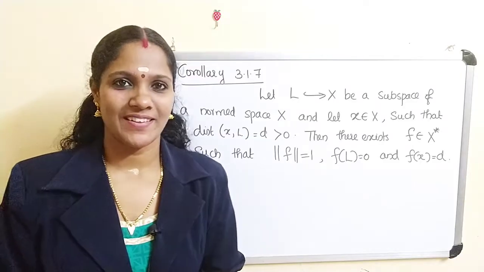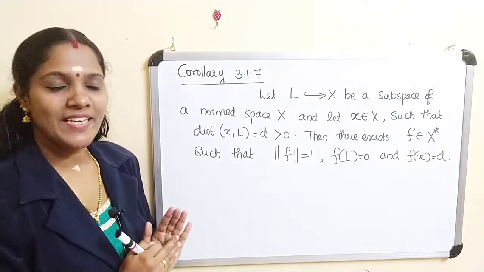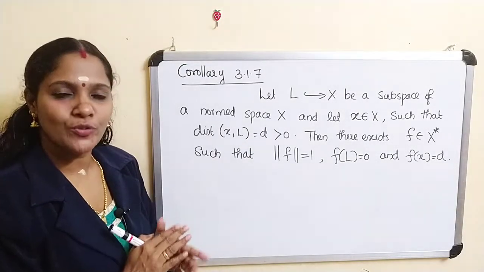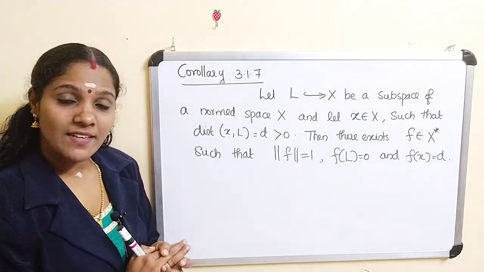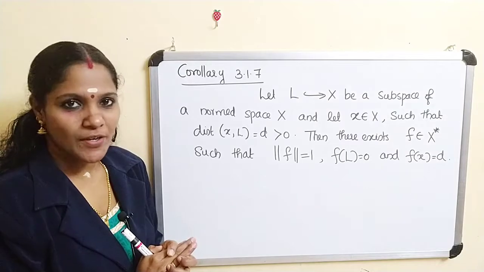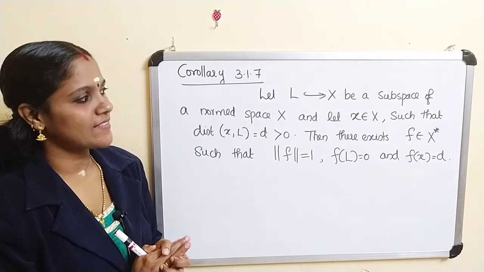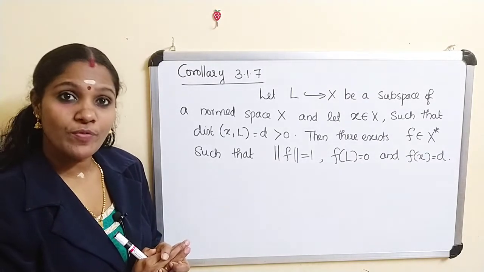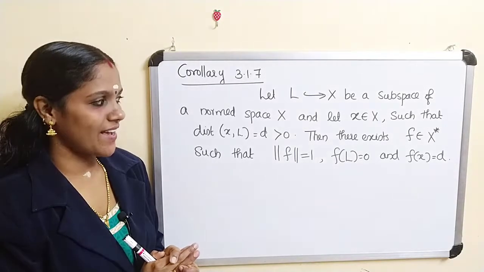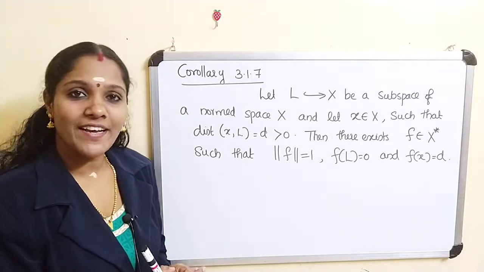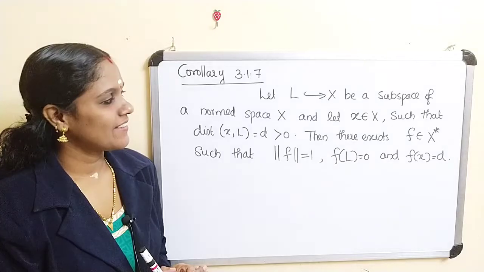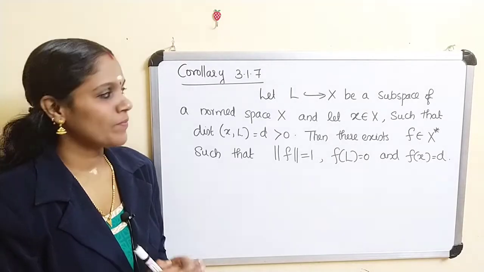Now the next corollary is: let L be a subspace of X, and let x belongs to X be such that distance between x and L is equal to d and d is greater than 0. Then the result says that there exists an f belongs to X star such that norm of f equal to 1 and f of L equal to 0 and f of x equal to d. Hope the statement is clear for you.